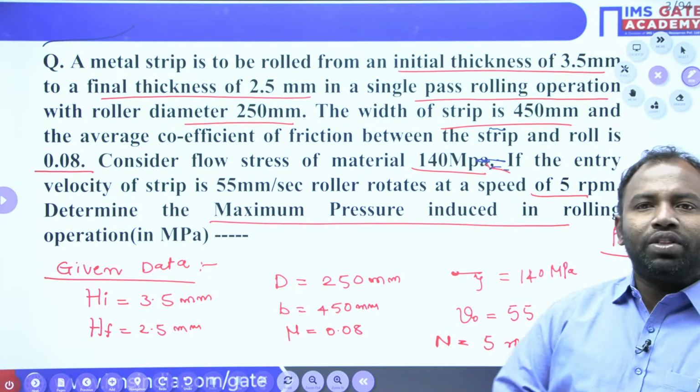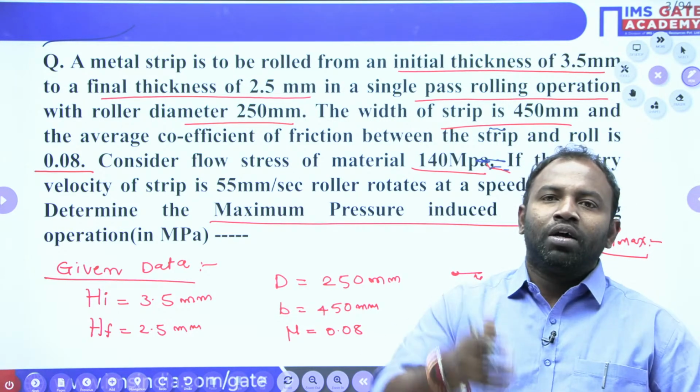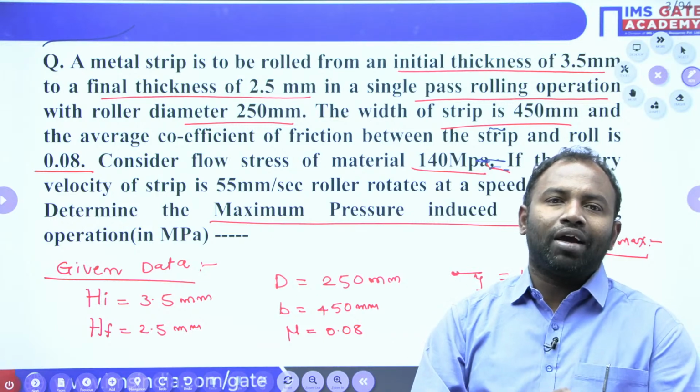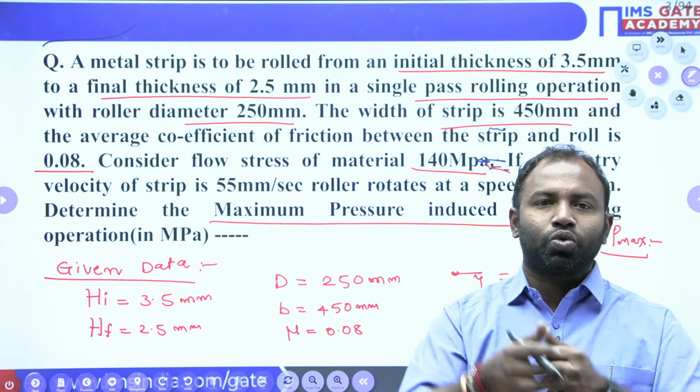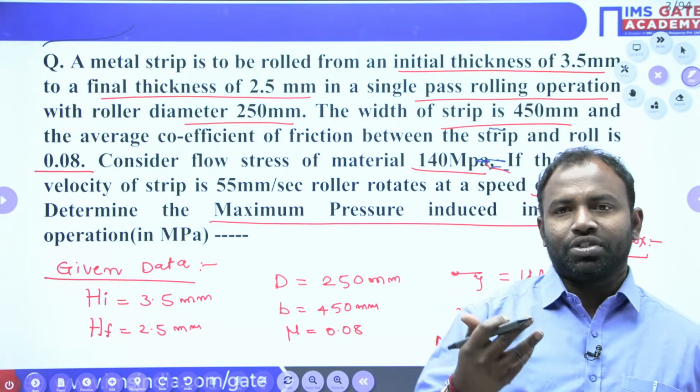Now, as we know, maximum pressure induced in the rolling operation is at the neutral point. At the neutral point maximum pressure is going to be generated.